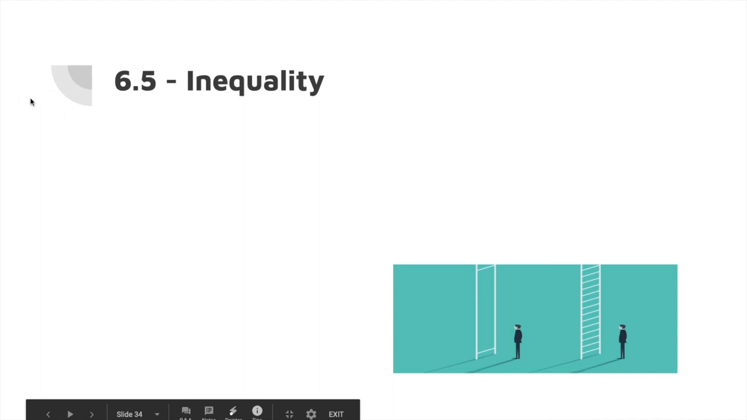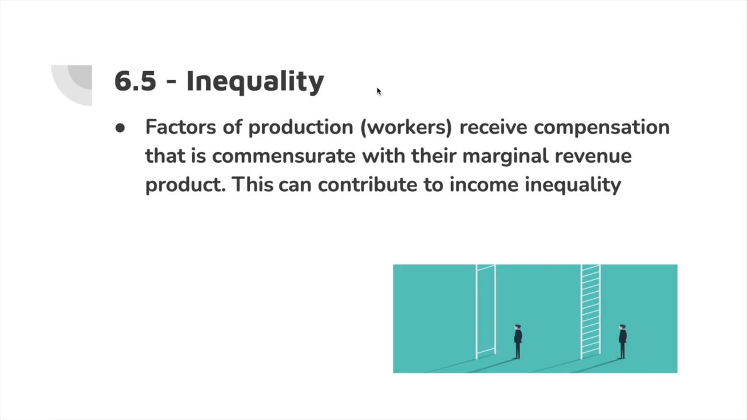All right, our fifth and final section of Unit 6 is inequality. And basically, one of the main reasons for inequality in terms of wealth or income is this idea that workers, or factors of production, are compensated based on their marginal revenue product. Well, marginal revenue product can be vastly different from industry to industry, firm to firm. So that can contribute to income inequality.